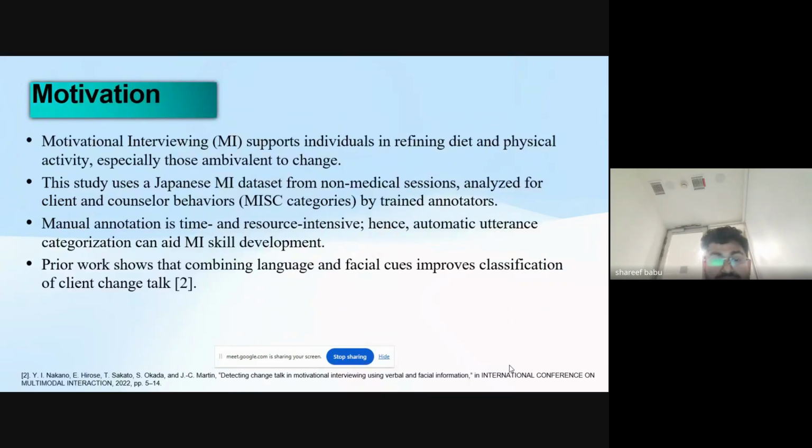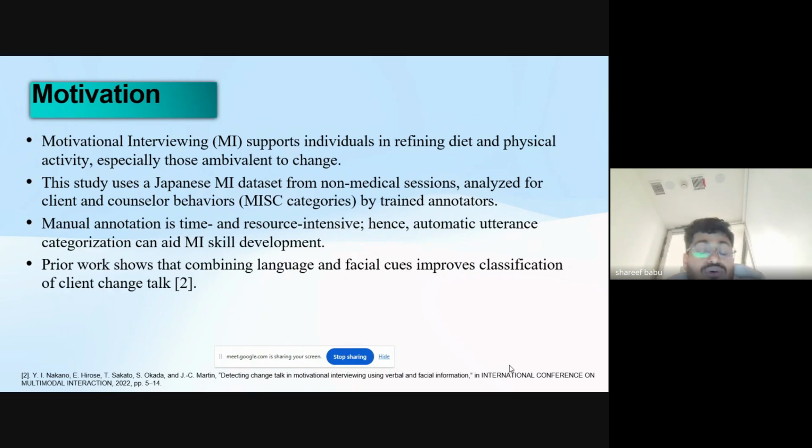So here, we have explored the literature. Actually, I was also a part of this work in Nakano Sensei's lab, but unfortunately, I was not much involved there. But in later work I have been involved in this context. So what we have explored is, with the help of language information and the facial cues.